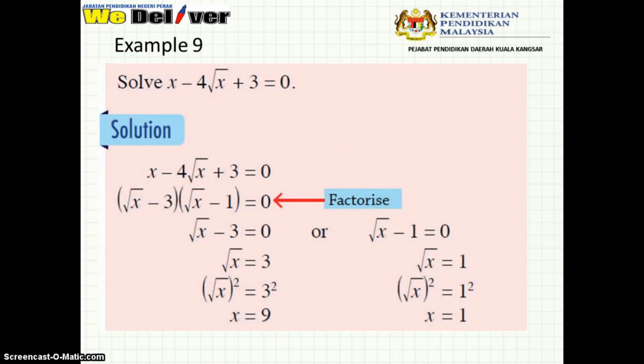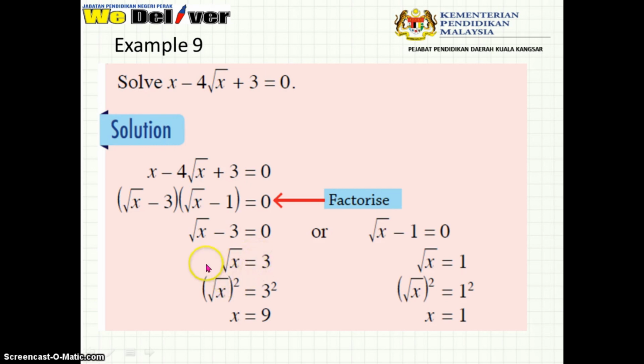Okay, example 9. Solve x minus 4 square root x plus 3 equals 0. This one we can factorize. Okay, x we can write as square root x times square root x. 3 is 1 times 3. So negative 1 square root x, negative 3 square root x becomes negative 4 square root x. So we have square root x minus 3 equals 0, or square root x minus 1 equals 0.